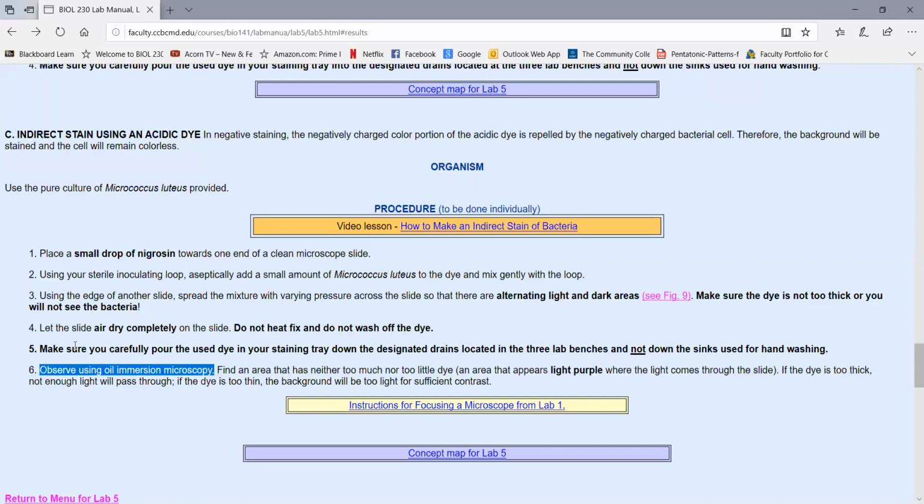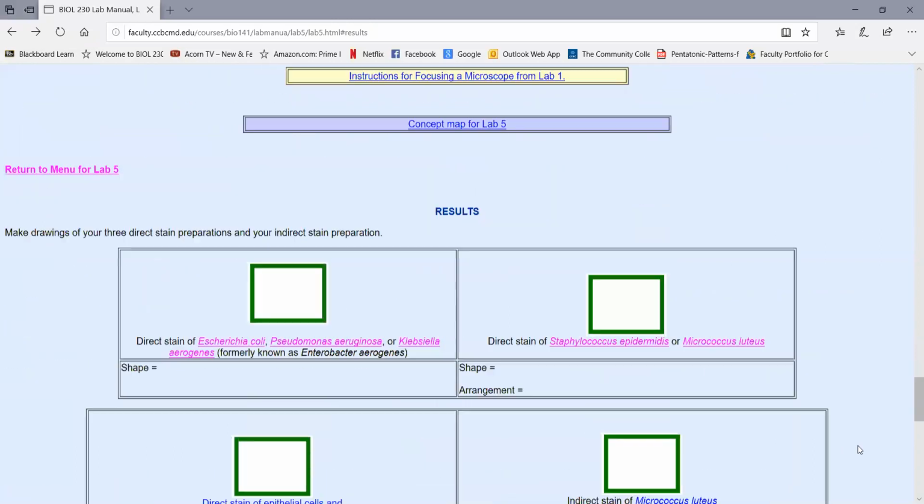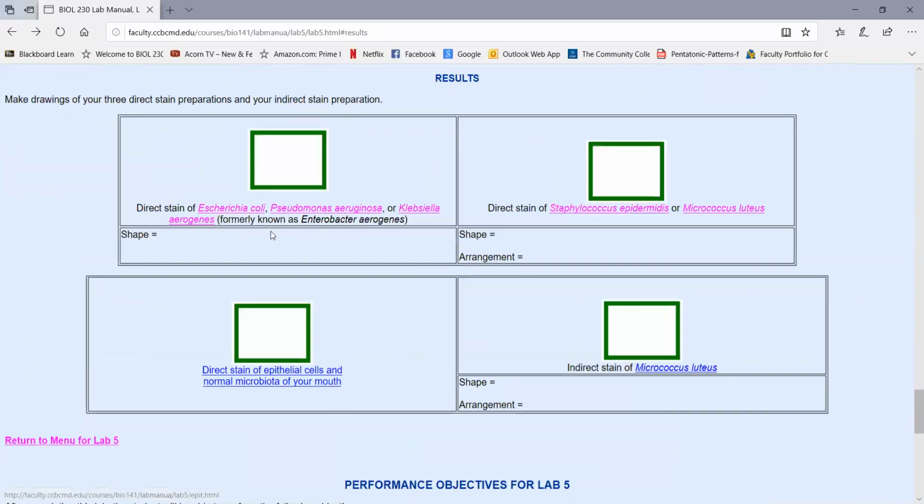And again, remember, at the end of the lab, make sure you pour any used dye from your staining tray down the designated drains in the 3 lab benches, but not down the sinks where we do our hand washing. And then you can record your results here. And again, I've shown you pictures of what they should look like.